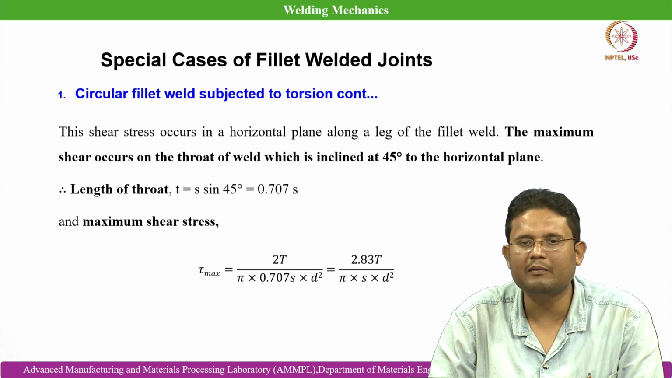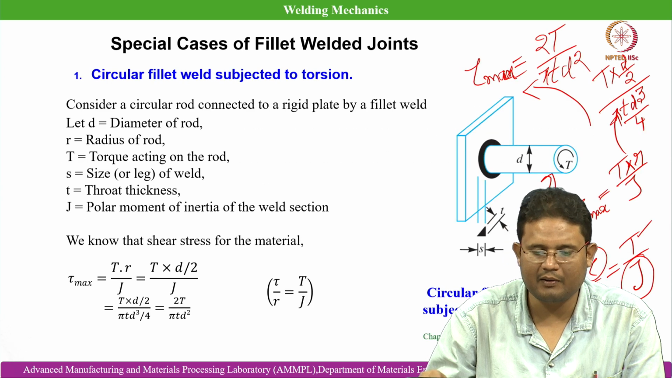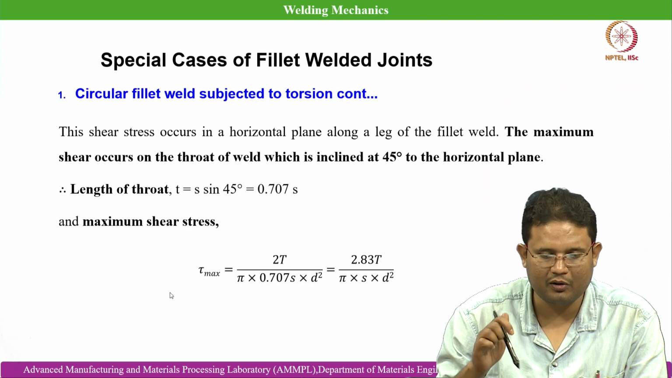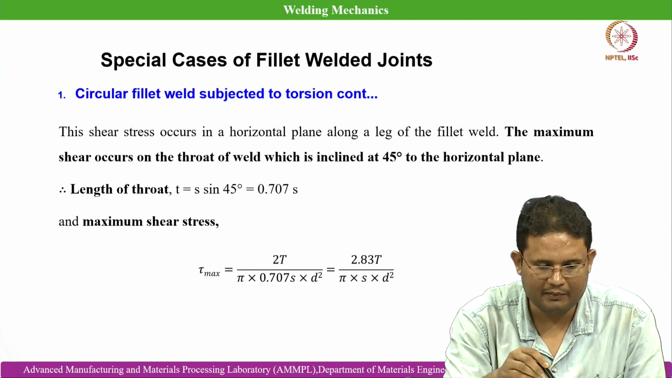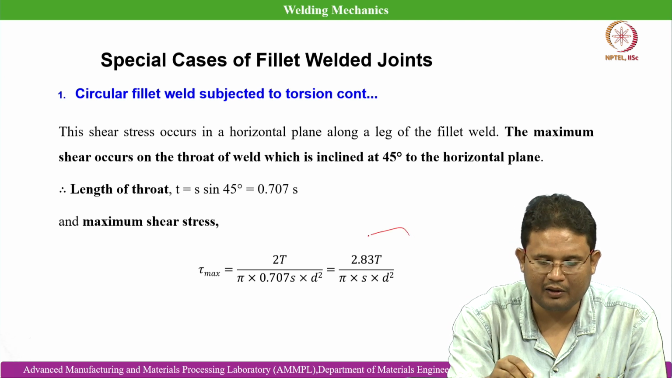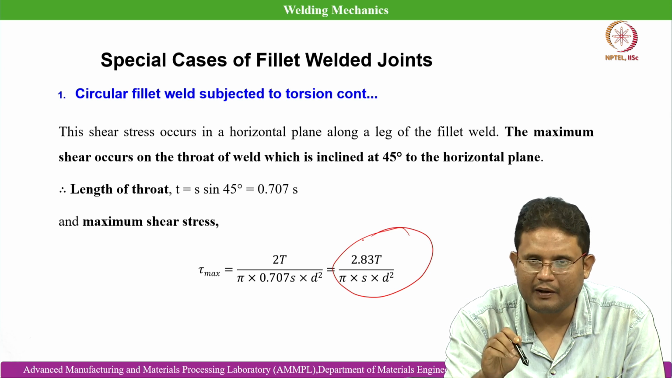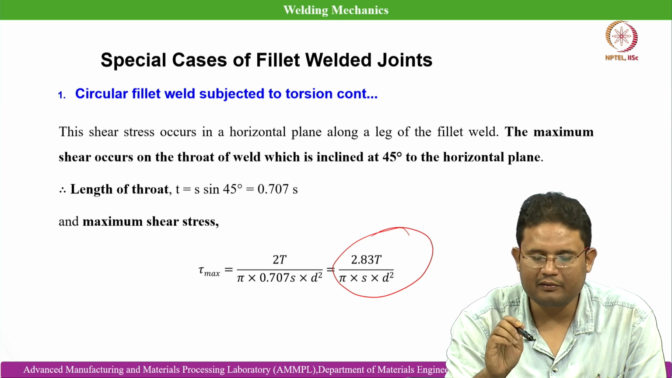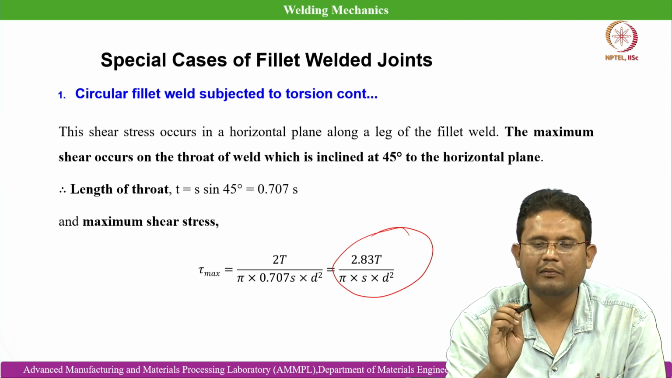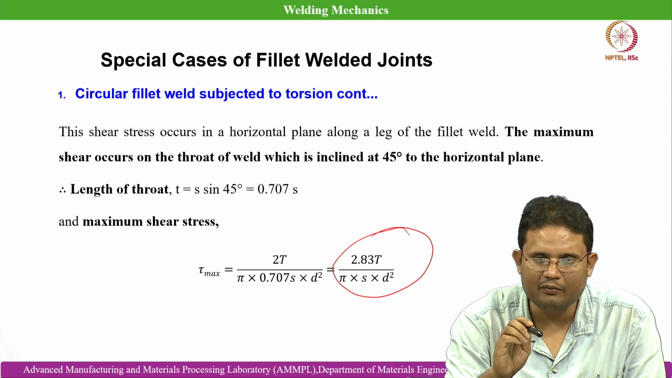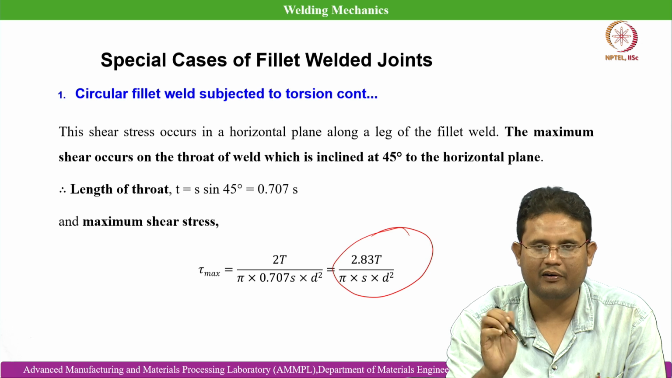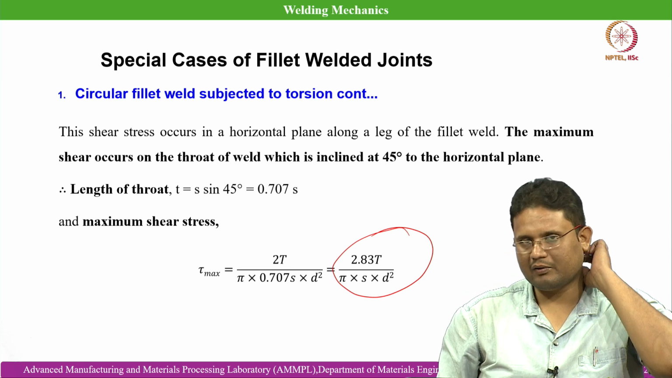and the maximum shear stress tau max that we have determined over here, that is tau max is equal to 2 T by pi t d square. So if we now put in the values, then 2 T divided by pi into 0.707 s into d square. So which finally comes as 2.83 into applied torque divided by pi, that is 3.14, into the leg size of the weld, into the diameter of the circular rod, which is joined with the help of a fillet joint with the base plate, squared. So this is how we can determine the maximum shear stress.